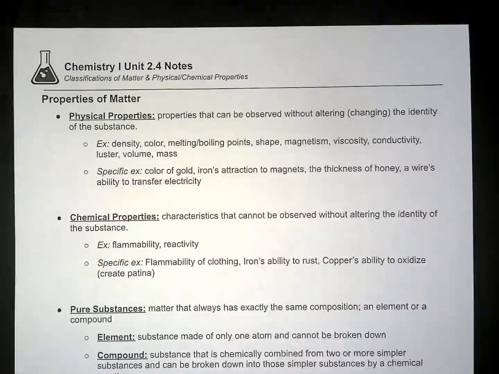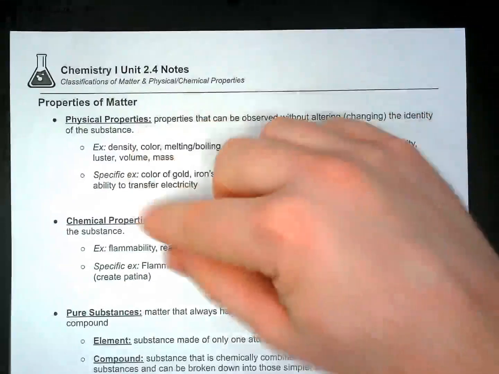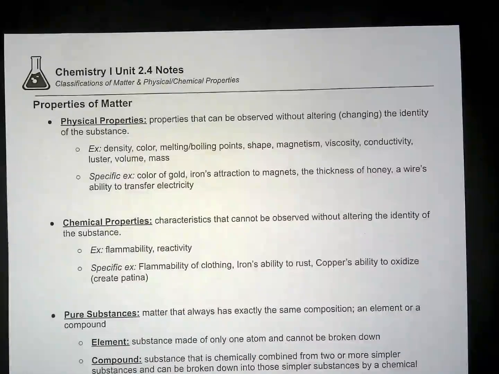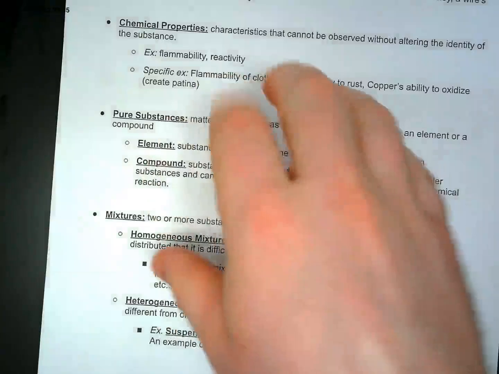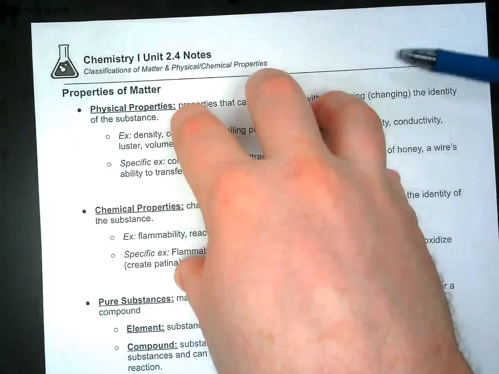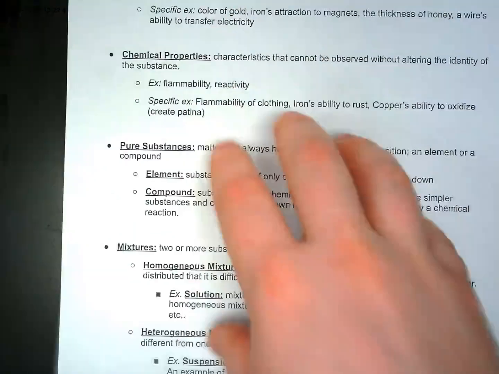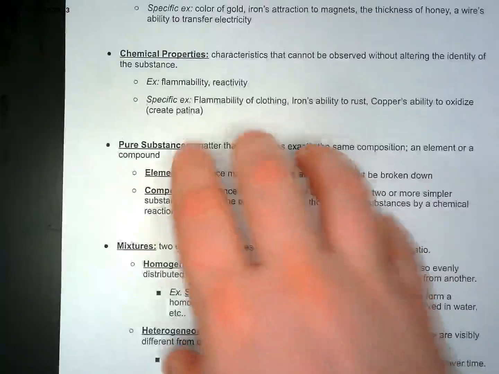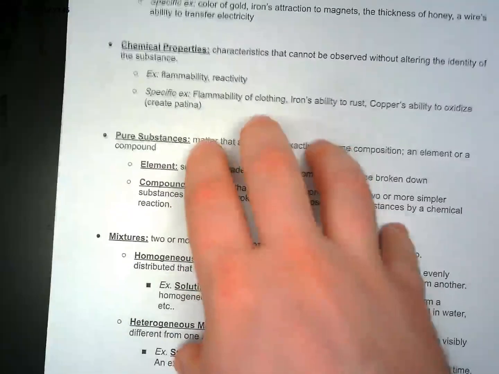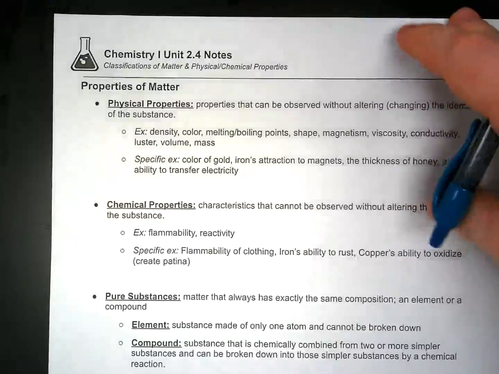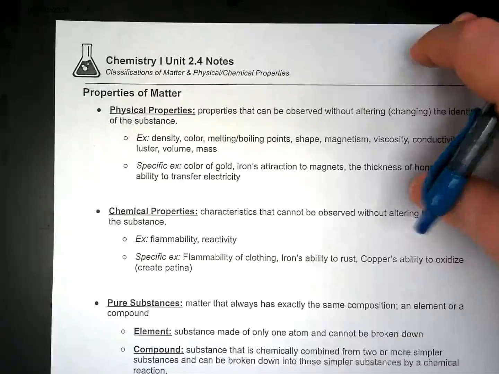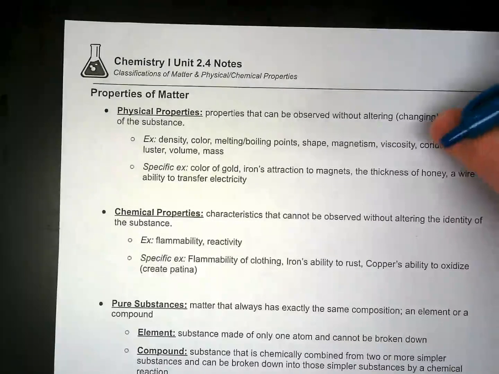So as we can see here, properties of matter, we've got physical and chemical properties listed here, and then we've got these pure substances and mixtures. So understand that these two relate to this up here, but it's its own thing. We'll come to this. Just understand that this is going to be its own little thing, though it is connected to physical properties and chemical properties as far as classifying matter goes and seeing how they interact with one another.